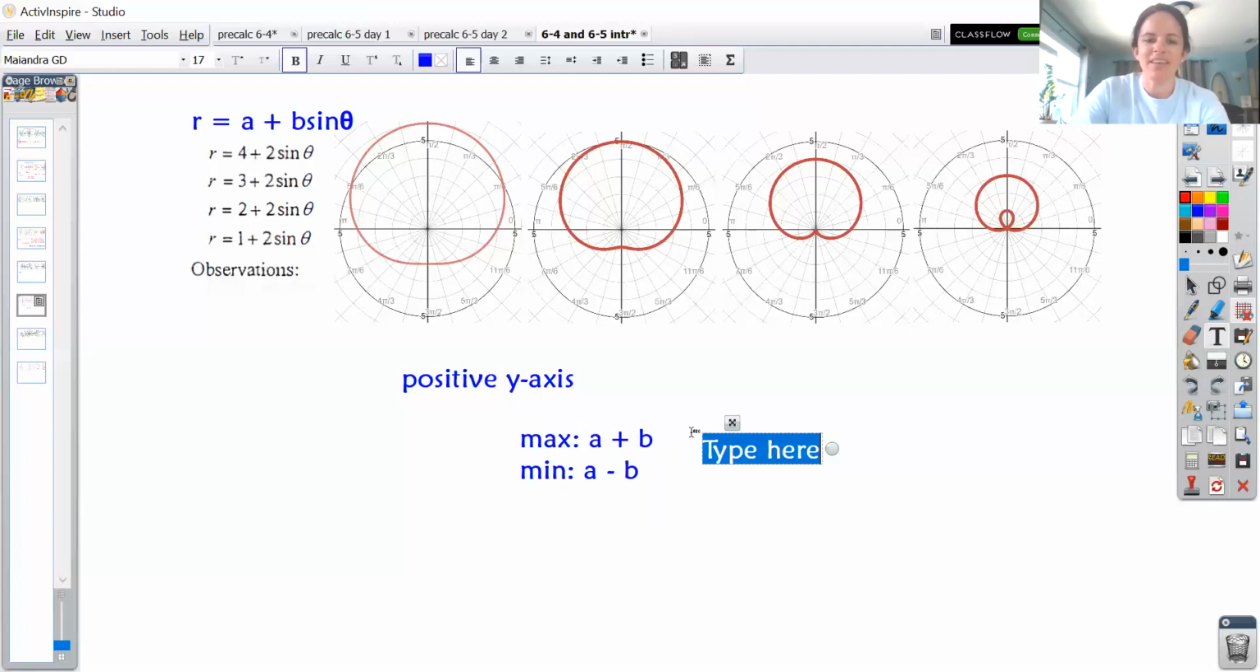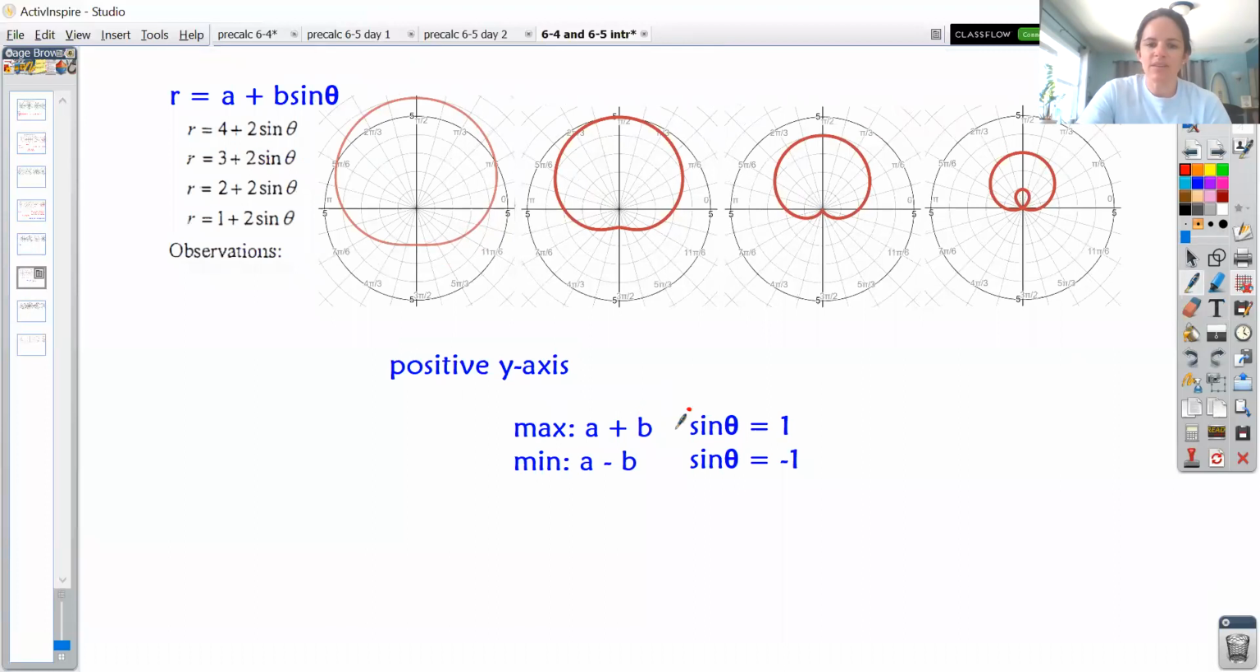Turns out that you're always going to achieve the maximum when sine theta equals 1, which is the maximum that sine theta achieves. So you might be able to figure that out. And it's going to achieve minimums when sine theta is -1. So that's a good way for you to find those maximums and minimums.